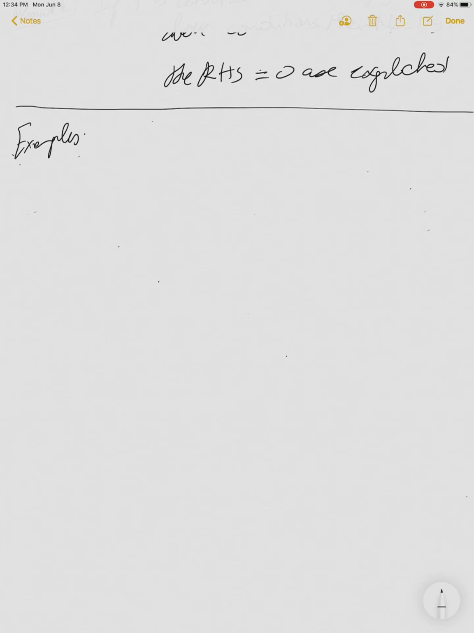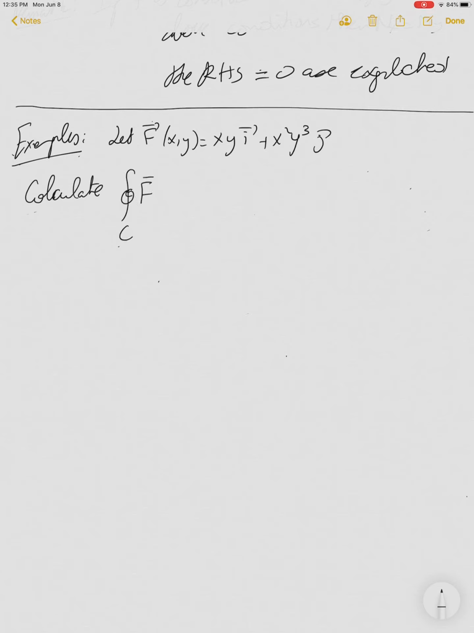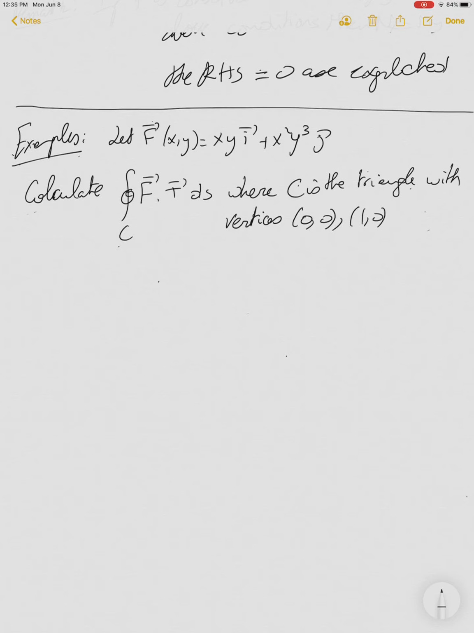For examples, let f of x, y equal xy i plus x squared y cubed j. Calculate the integral over C of f dotted with T ds, where C is a triangle with vertices (0, 0), (1, 0), and (1, 2).